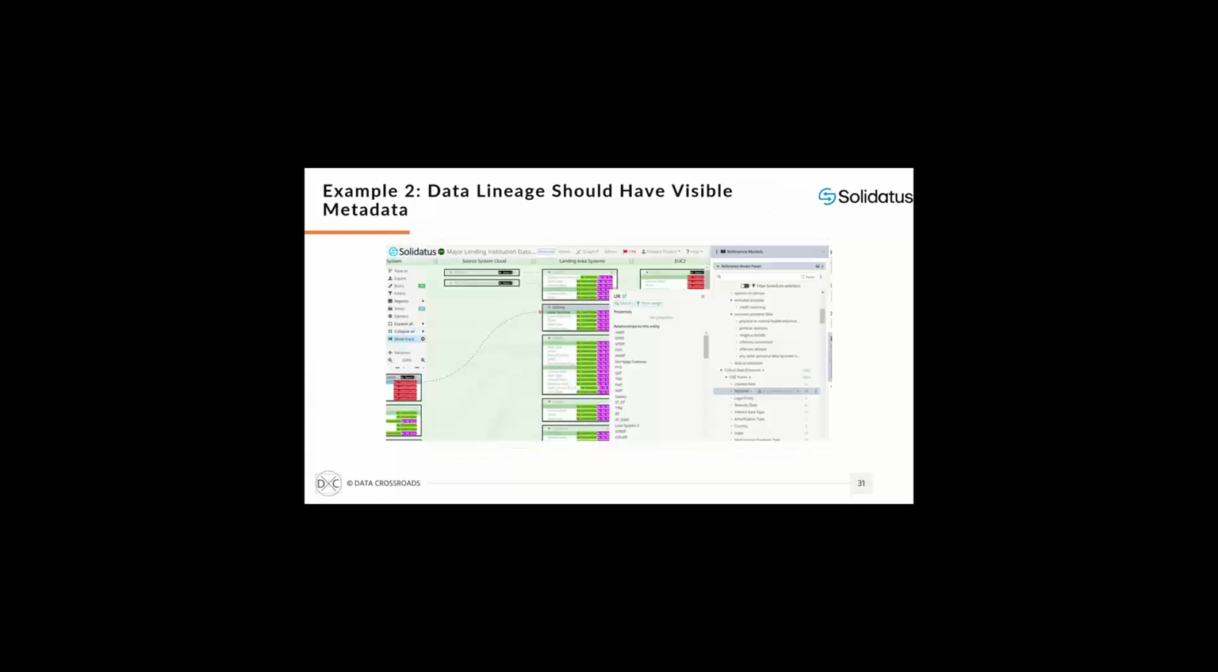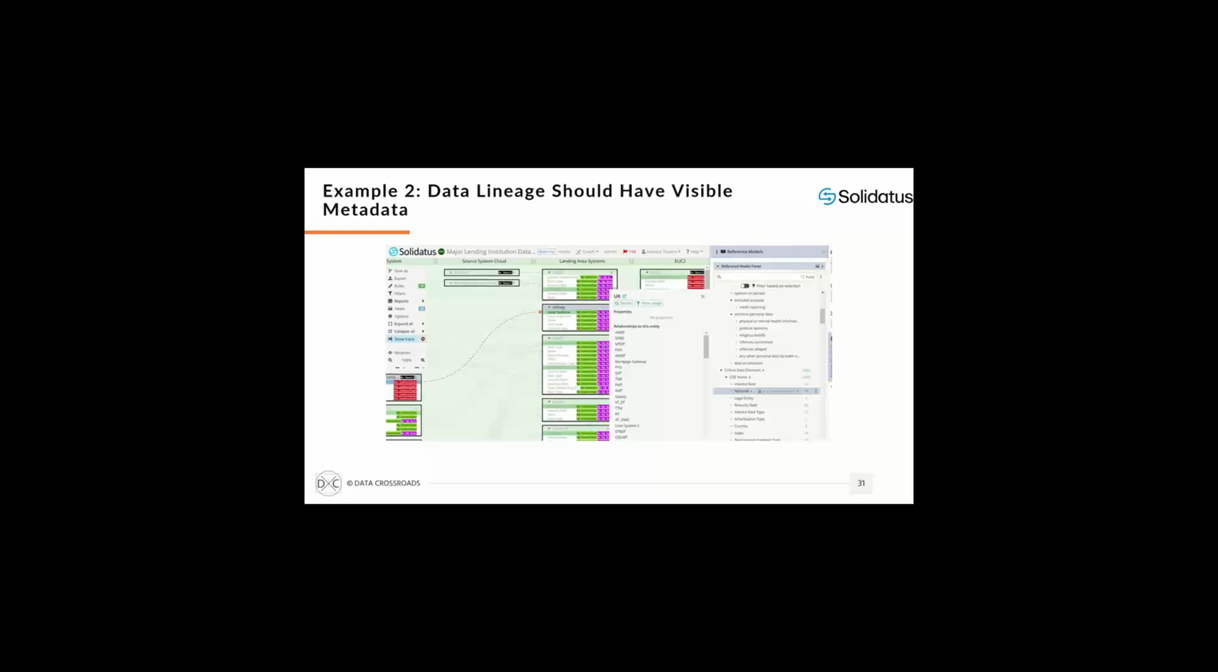So for example, for the first functional requirement, data lineage should have a graphical representation as a chain of linked metadata objects and relationships between them. The second example is that a solution must have feasible metadata about different metadata objects.